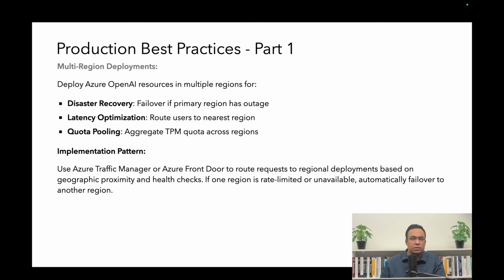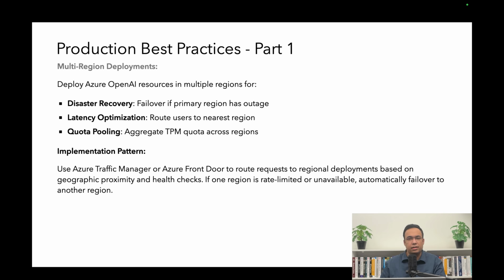Now let's talk about production best practices, starting with multi-region deployments. You should deploy Azure OpenAI resources in multiple regions for three main reasons. The first reason is disaster recovery. If your primary region has an outage, you can fail over to a secondary region. Azure has excellent availability, but no service has 100% uptime. Having multiple region deployments provides resilience.